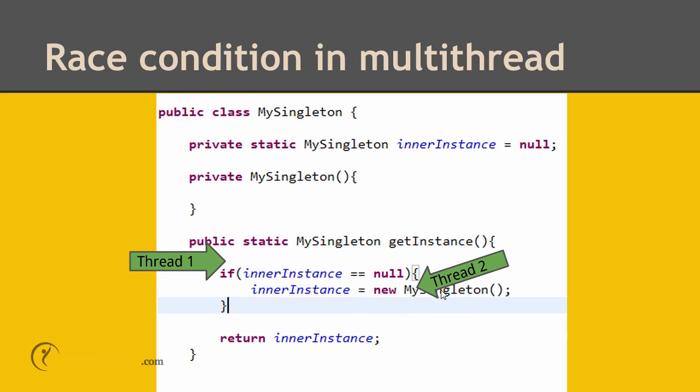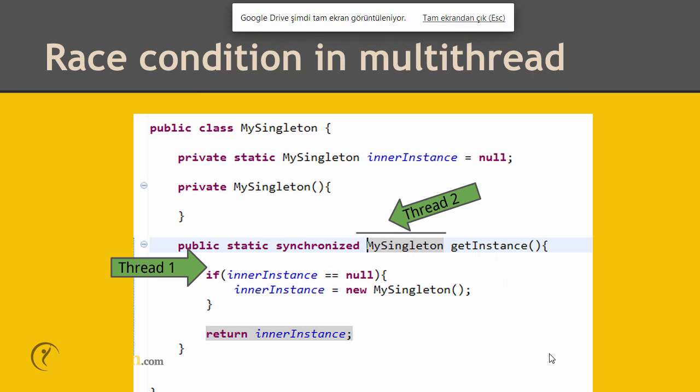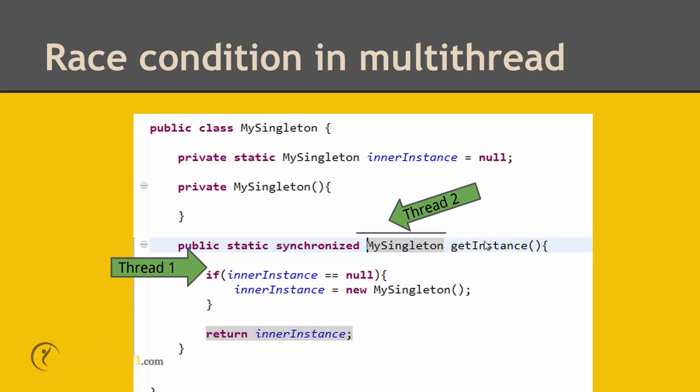So we need to put the synchronized keyword somewhere here. I have marked the getInstance method as synchronized. The synchronized keyword guarantees that if an object is locked for modification, no other threads may access this object and must wait till the modifying thread is done with this object.